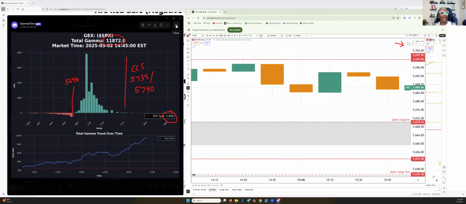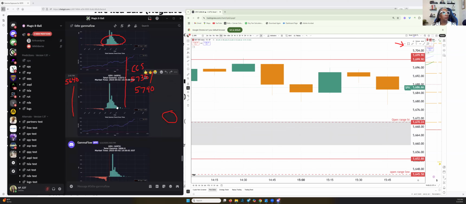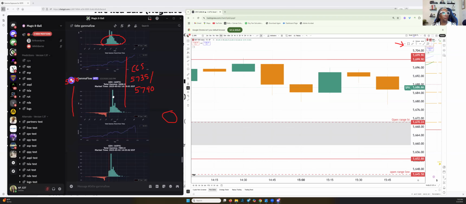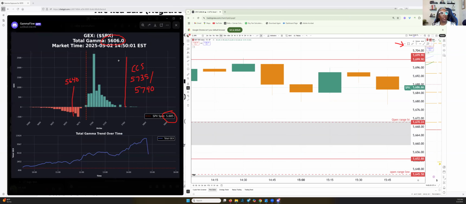Gamma still 11,000. Oh, that's the same chart. This is the 2:50 chart. Gamma is now dropping, because gamma is now 5,000. It was at 11,000, so gamma is like half.